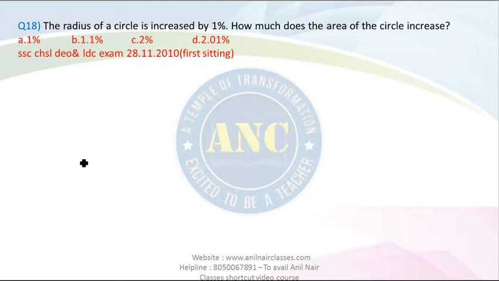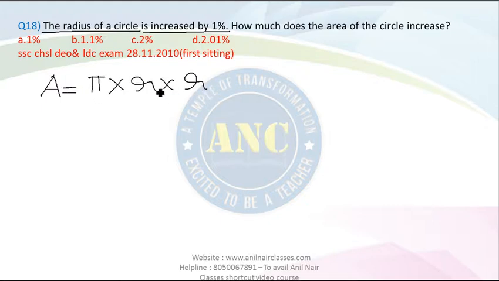Question number 18. The radius of a circle is increased by 1%. How much does the area of the circle increase? Circle area is pi into r into r. Now radius increases by 1%, 1 by 100. This radius also increases by 1%, 1 by 100.